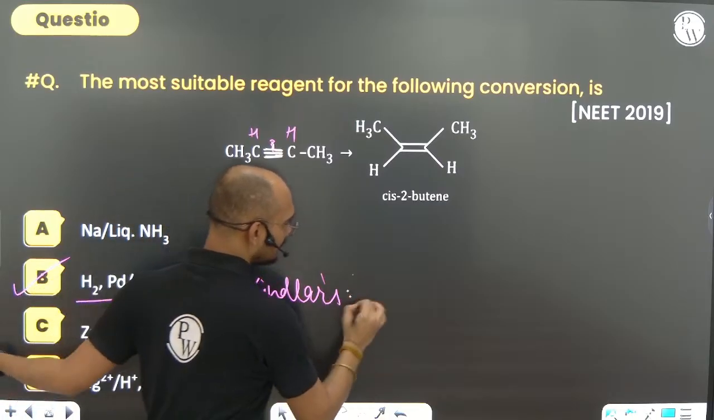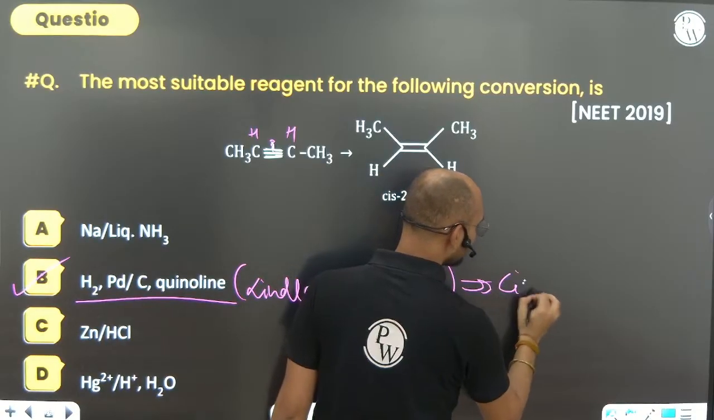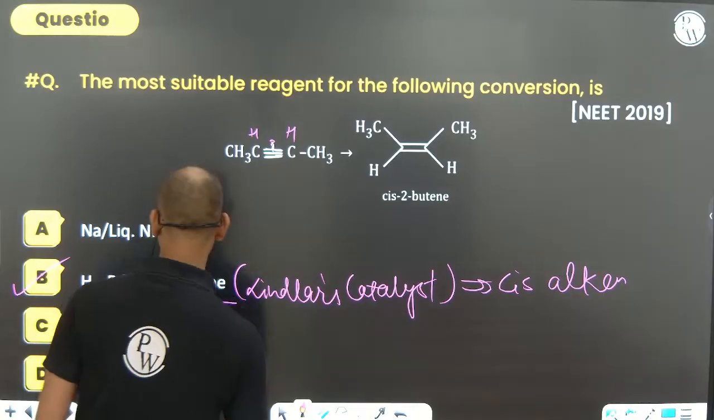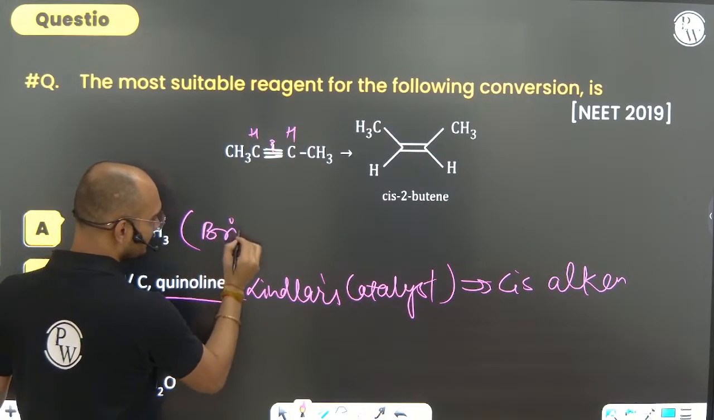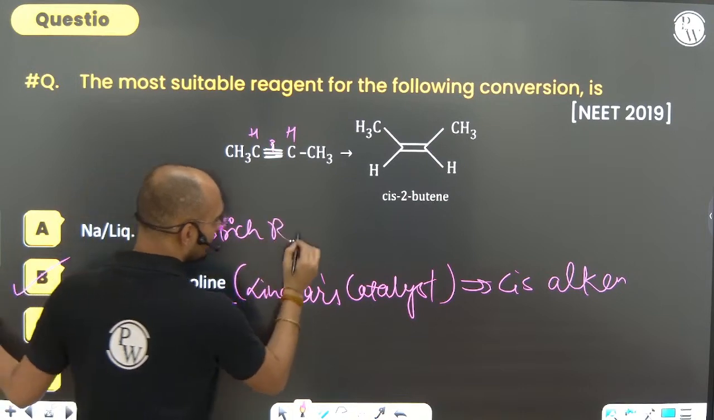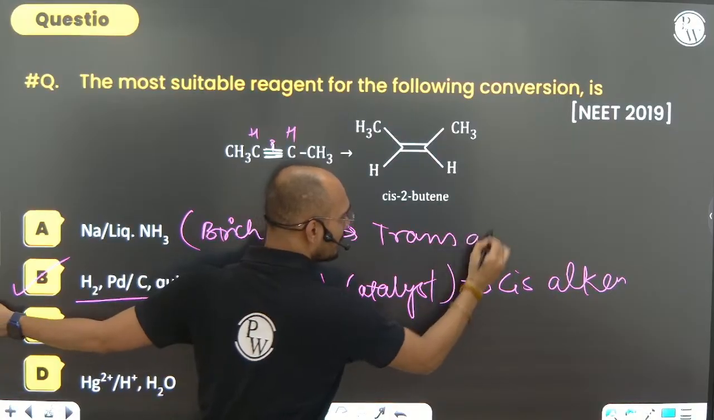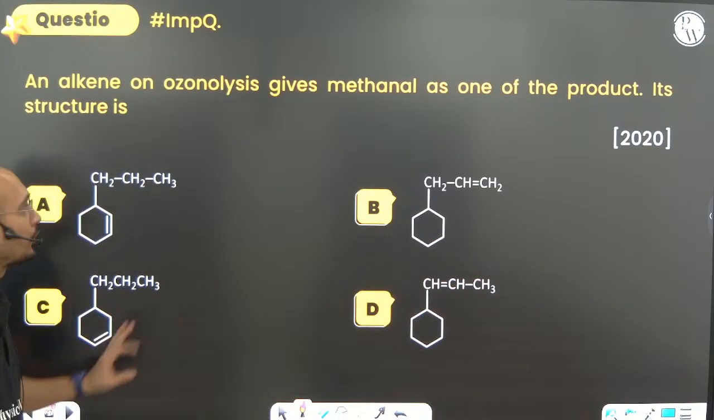Lindlar's catalyst that gives cis alkene, but with liquid sodium and liquid ammonia, this is Birch reduction, and Birch reduction mein it gives trans alkene. So these things are very easy and very important to keep in mind.